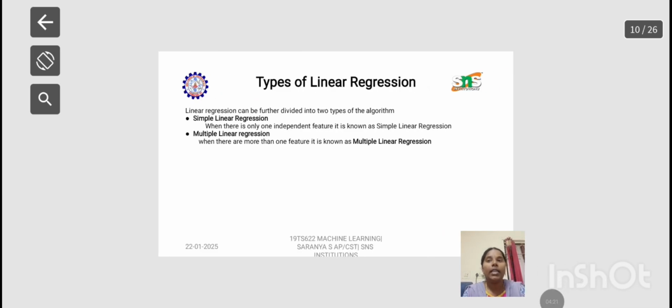Next, the types of linear regression. Linear regression can be further divided into two types of algorithm. The first one is simple linear regression and the second one is multiple linear regression. Simple linear regression is when there is only one independent feature. Multiple linear regression is when there is more than one feature.